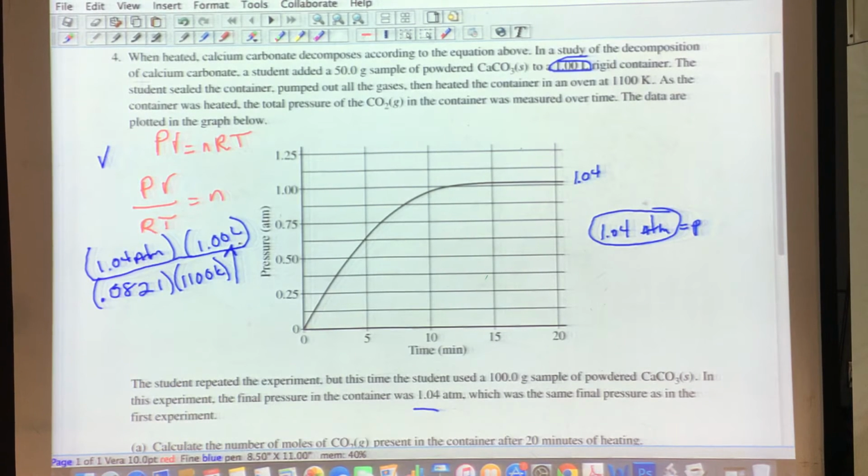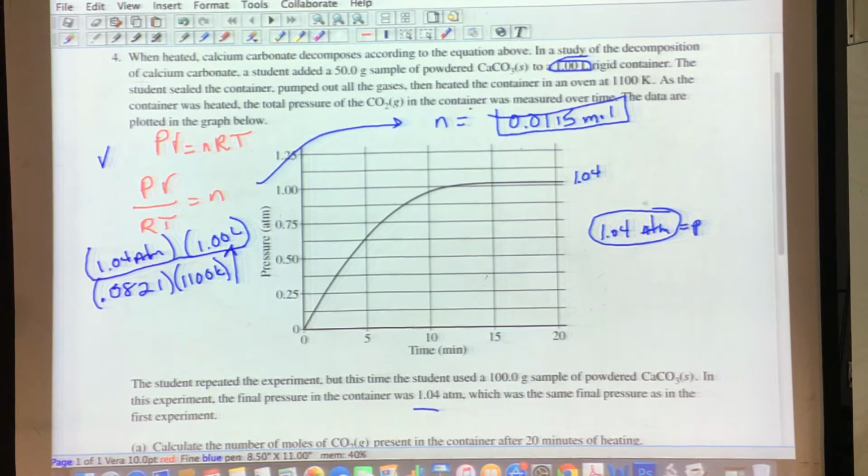So 1.04 divided by 0.0821 times 1100. This is a really good review problem because we haven't done too much with gas laws. There really isn't a lot, but here's one that pops up. If I did this correctly, and I think I did, my n is equal to 0.0115 moles. And that's my first point, I would think.